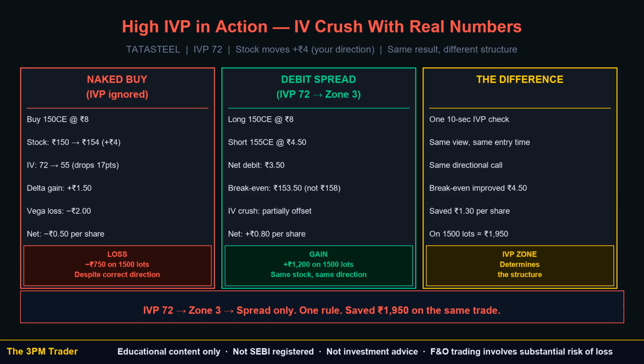Exactly what you predicted. You check your position. The 150 call option is now worth 7 rupees 50. You are down 750 rupees, right on direction. Loss in the account. What happened?